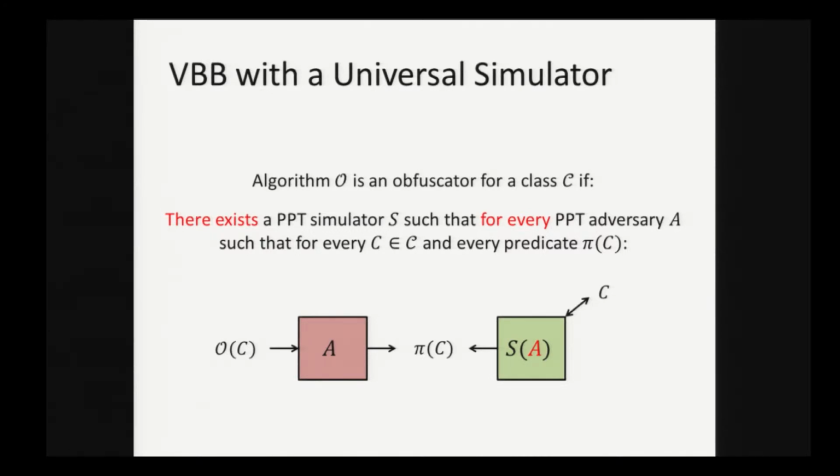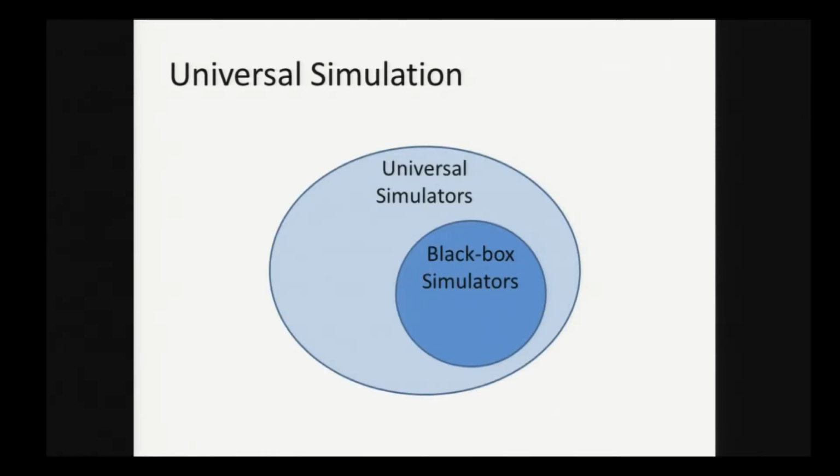So let me just stress that we do not restrict the simulator to use the adversary as a black box. We explicitly give the simulator the code of the adversary. So universal simulation is really the natural notion of simulation that we consider also in other places in cryptography, like zero knowledge or multi-party computation. Specifically, black box simulators, simulators that only use the adversary as a black box, are a special case of universal simulators. And moreover, even the few non-black box simulators that we have, like Barak's zero knowledge simulator, are also universal.